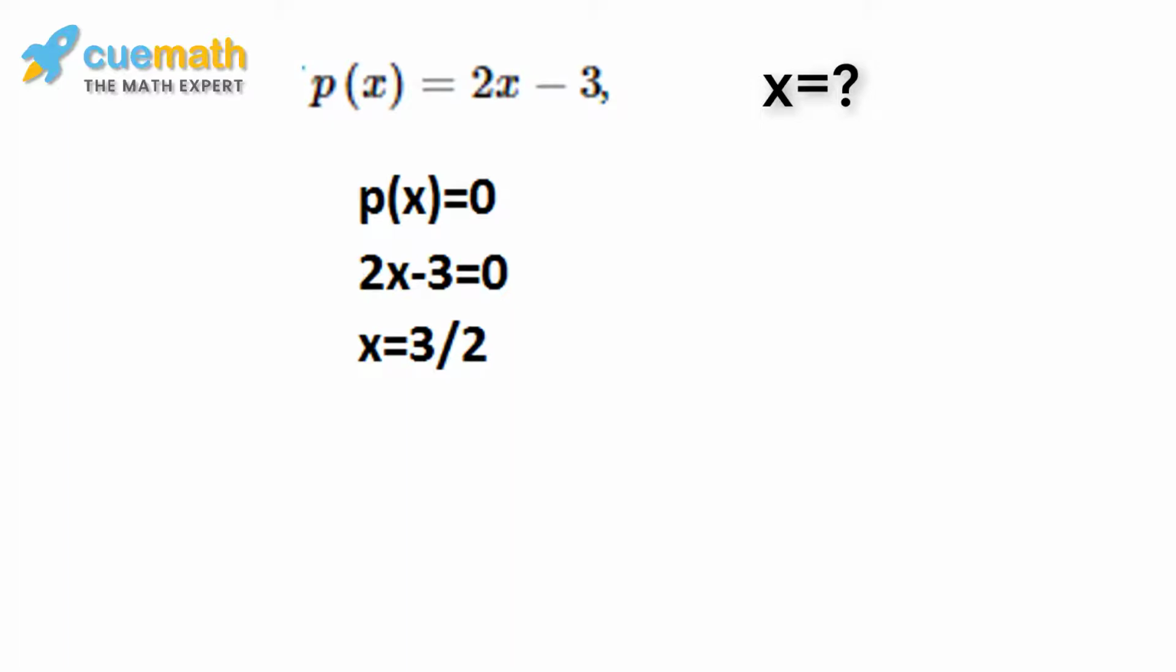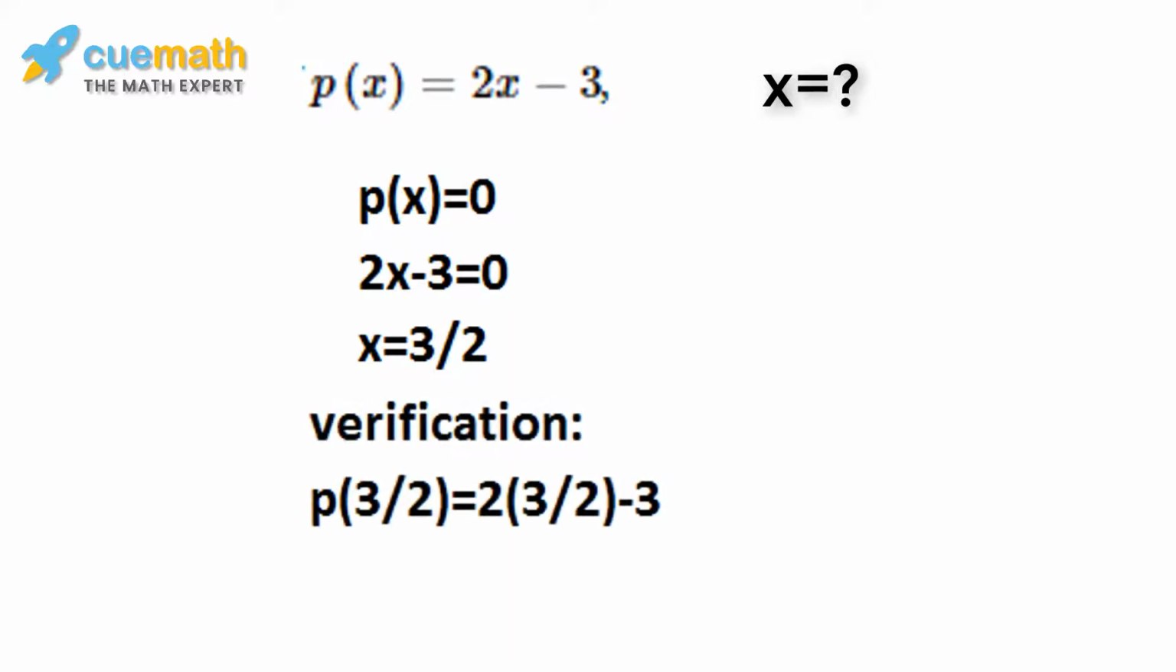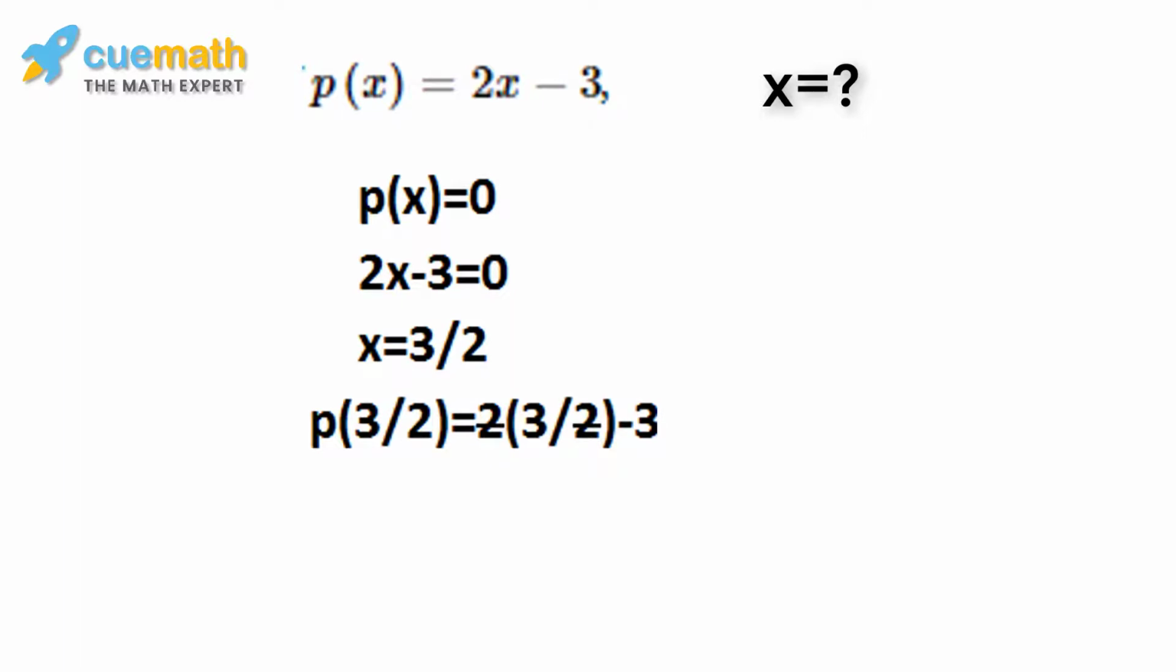We can verify this as well. In place of x in the polynomial, let's substitute 3 over 2. So p of 3 over 2 equals twice of 3 over 2 minus 3. Now 2 gets cancelled. So 3 minus 3 equals 0. So this is how we can find the 0 of a polynomial.